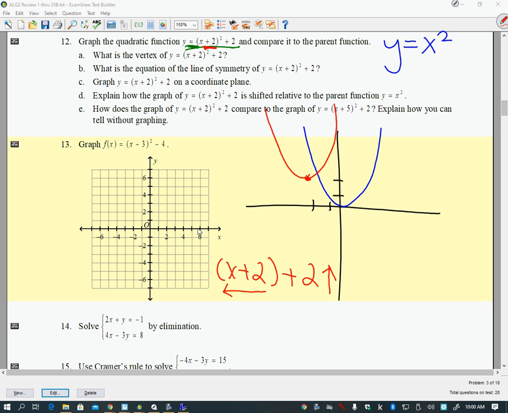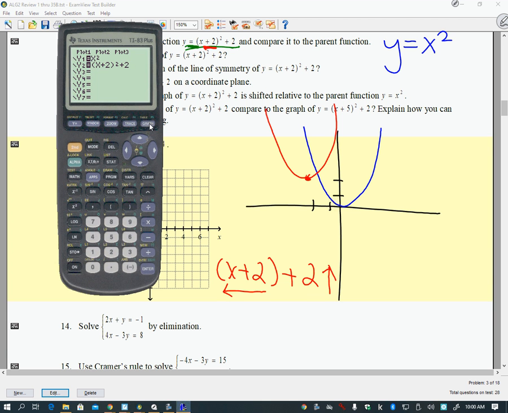All I'm doing is taking the parent function, shifting it 2 places to the left and 2 positions up. All right, now let's pull back our graphing calculator and see what it says when we graph it. Do we find that our graphing calculator is fair?